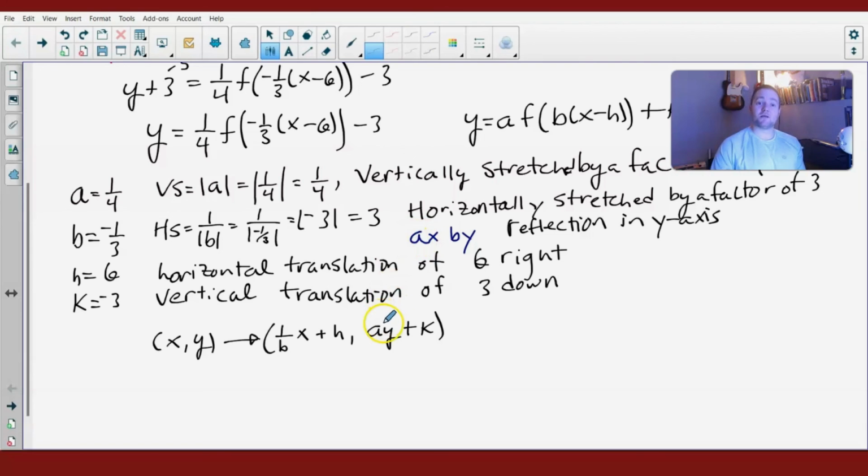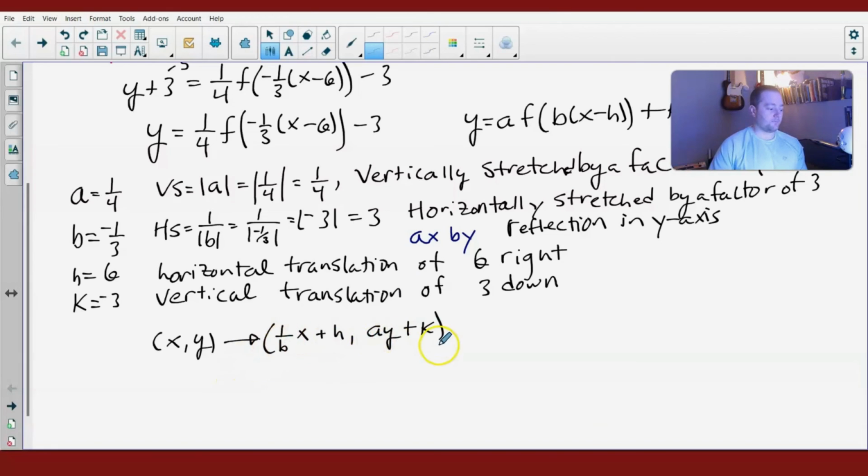I have a lot of students messing it up because they think that since a is in front of the y in the mapping rule, that is a reflection in the y-axis, but it's not. So we use the X by for determining our reflections. It's our reflection rule, essentially.